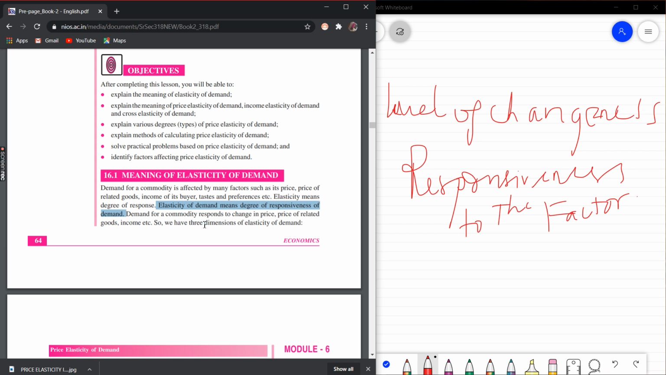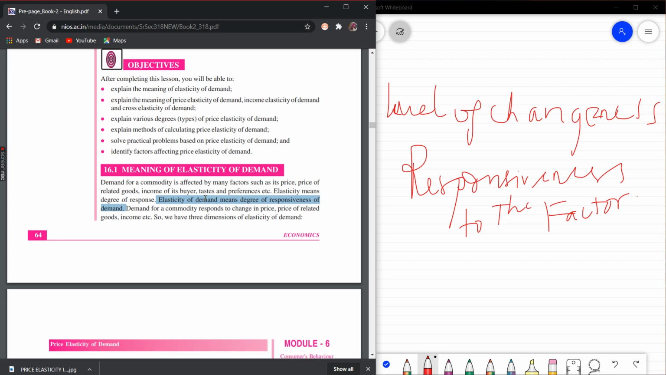Okay, in that we have already seen that price of the commodity, price of related goods, income of the consumer, and taste and preferences are the factors that affect demand. So in this video, we are going to learn about the degree of responsiveness. As of now, we considered what are the factors that will affect, but from now onwards, we are going to learn about how it will affect and in what measure or in what quantity it will affect.